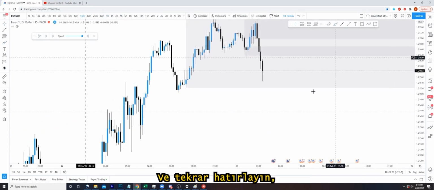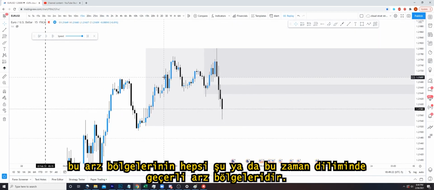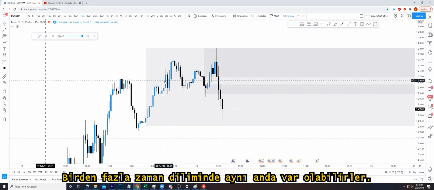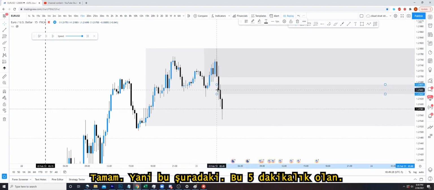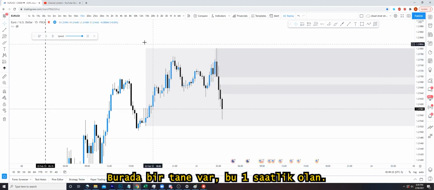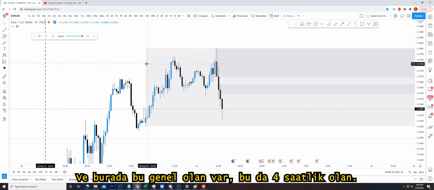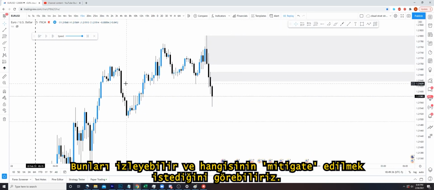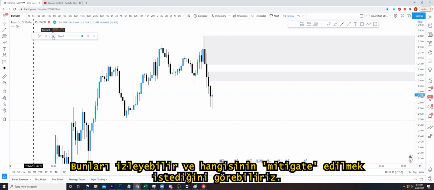And again, remember, all of these supply zones are valid supply zones on one time frame or another. They can exist on multiple time frames simultaneously. Okay, so this is this one right here. That's the 5-minute one. There's this one right here, which is this 1 hour one. And there's this overall one right here, which is the 4 hour one. So we can delete that. We can just watch these and see which ones want to be mitigated and respected.